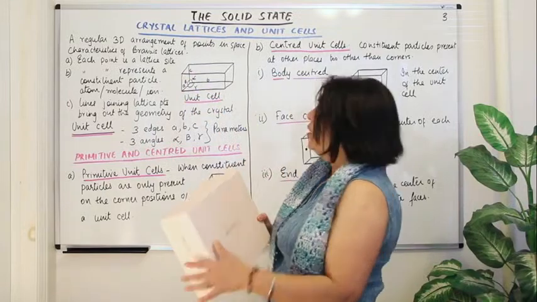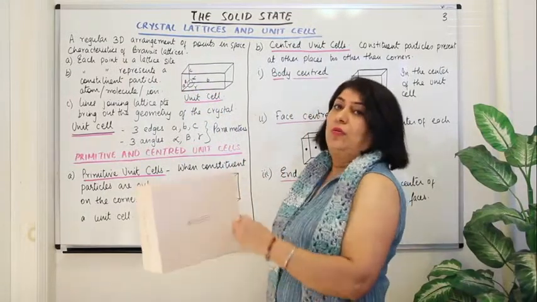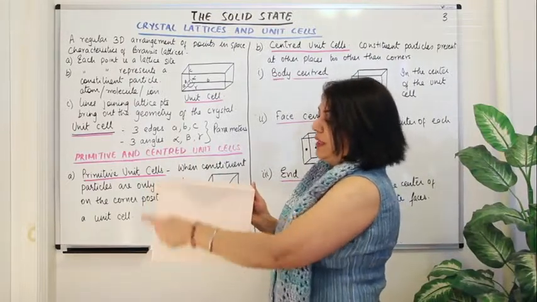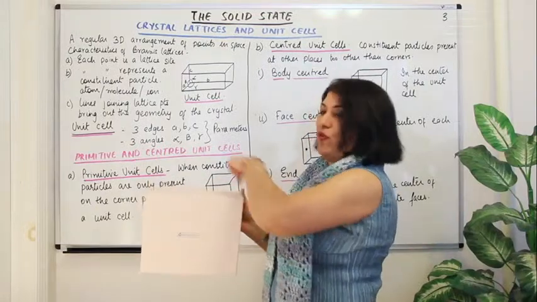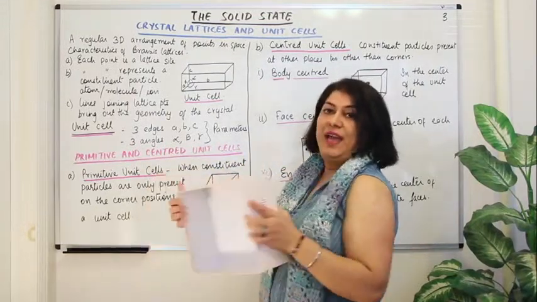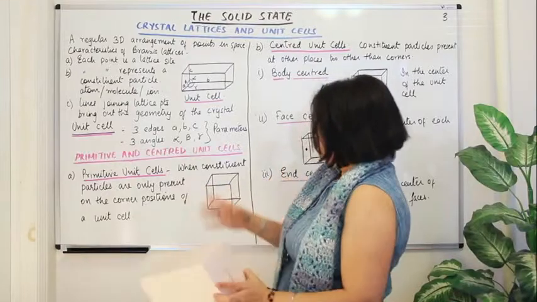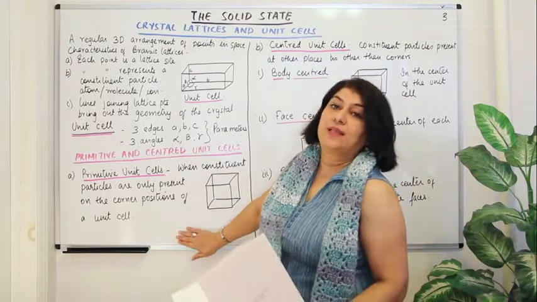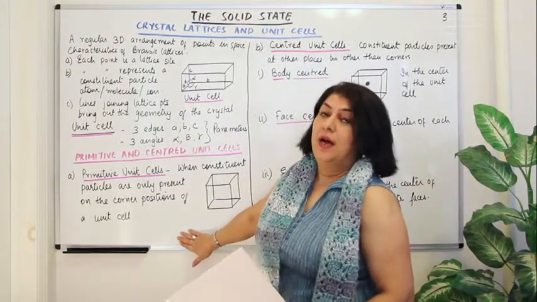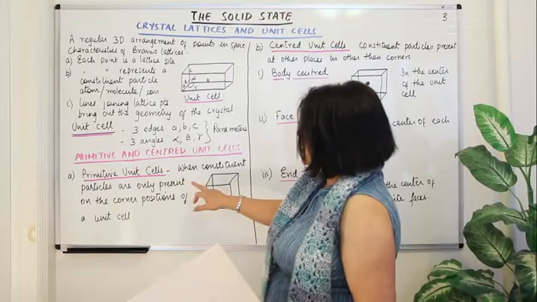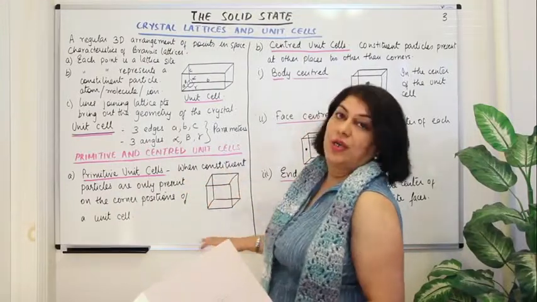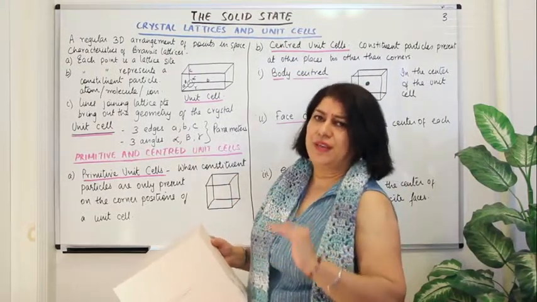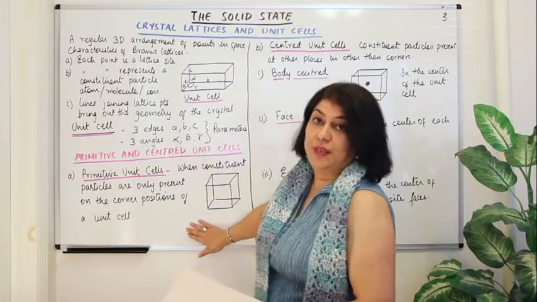corners. So how many constituent particles would you see here on this cuboid? You will see 1 on each corner. And how many corners do we have? We have 4 in the back and 4 in the front. So we have 8 corners in a cuboid, or a cube. So you will have 8 lattice points, all of them occupied. Such a cell is known as a primitive unit cell. A unit cell in which the particles are only present on the corner positions is known as a primitive. Primitive is the basic kind, the rudimentary, the first. So that would be a primitive unit cell.